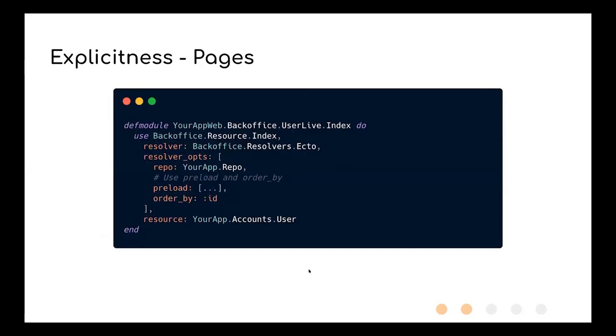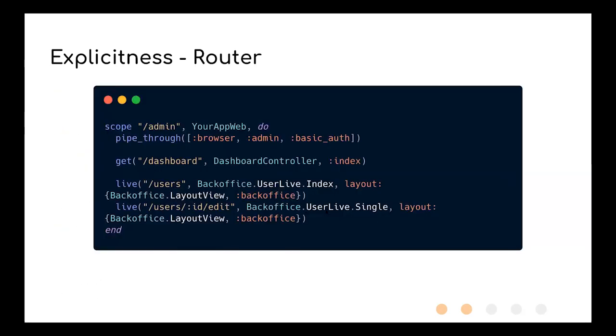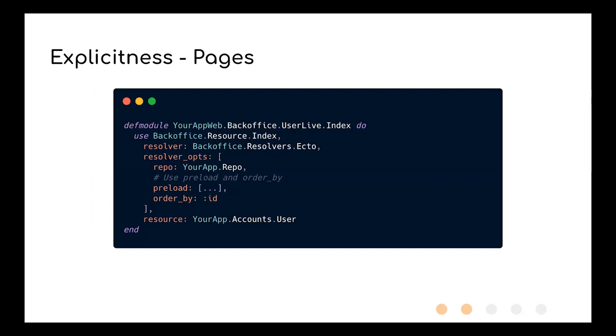All right, so the next thing is pages as well. This is also how you create pages for Backoffice to render. You can see here Backoffice.UserLive.Index, and this is what you would render in your route as well. To create this module, you have to create that module yourself. But Backoffice provides you macros like this that you can use to basically bootstrap the page to look like a table view.